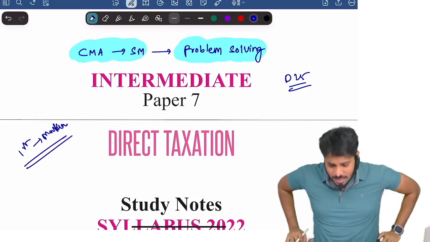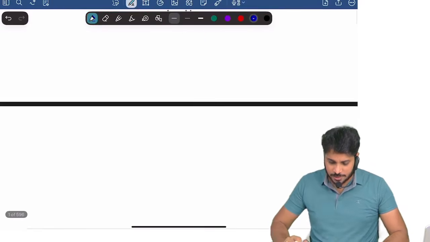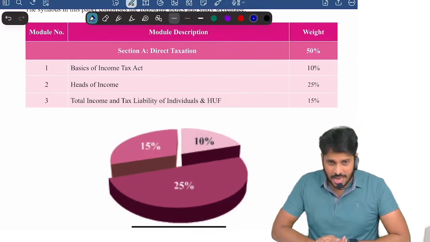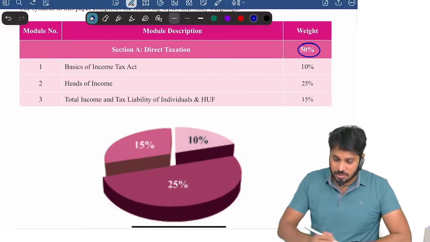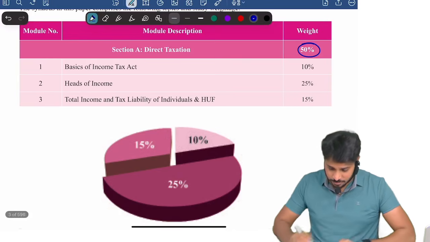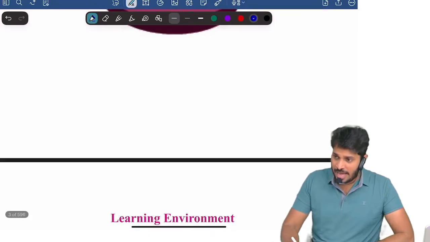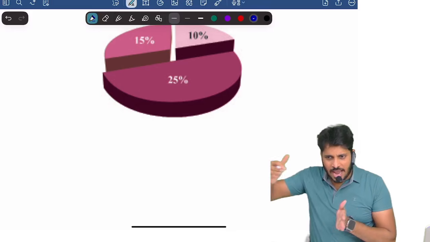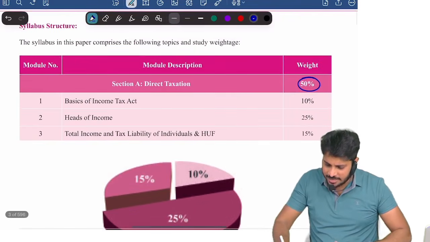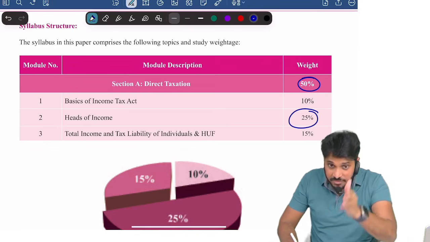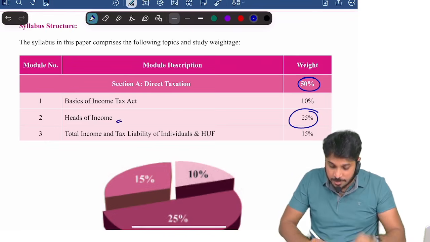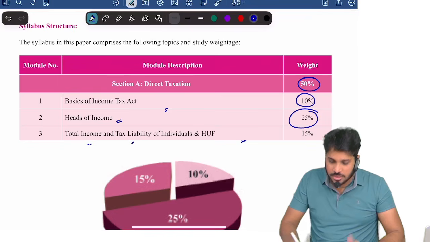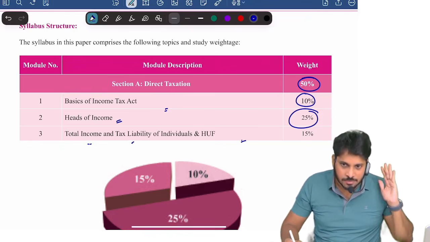That's it. So this is with respect to the CMA Inter study material problems. Directly I am going to solve from the study material, and everyone knows that in income tax, nothing but direct tax, the weightage is 50%. What is the paper pattern? You will have a paper: DT separately you will get as a Section A paper, and IDT as a Section B paper. In that, 25%, meaning half the weightage of the direct tax paper, is from heads of income, 10% is from basics, and 15% is from total income and tax liability computation. Clear?